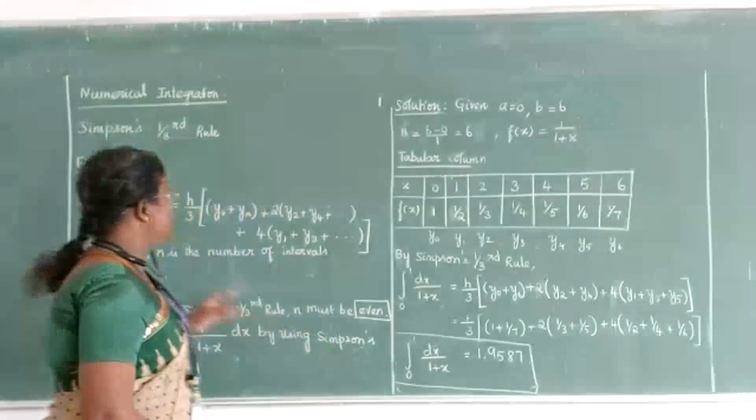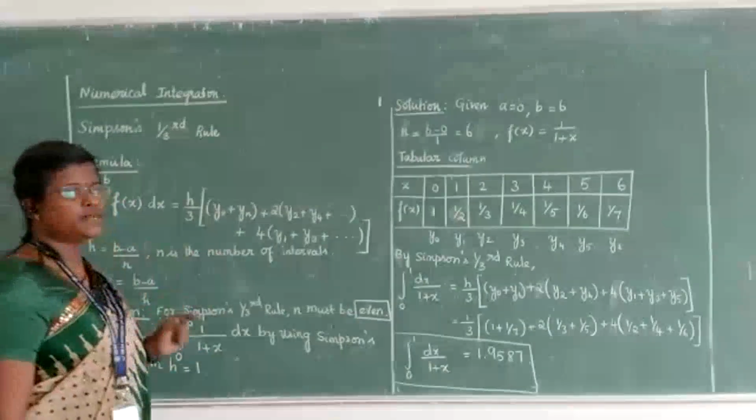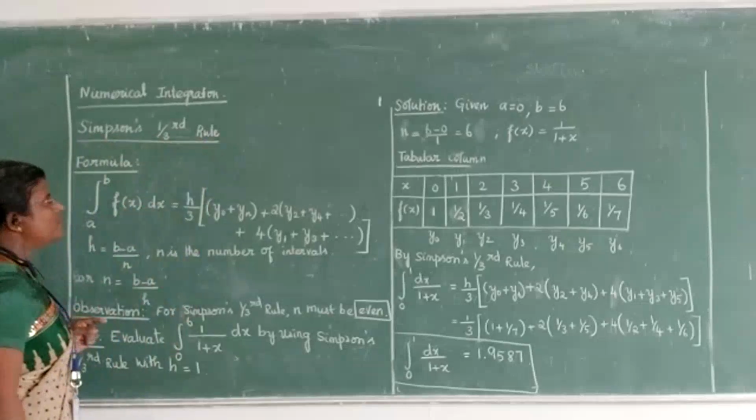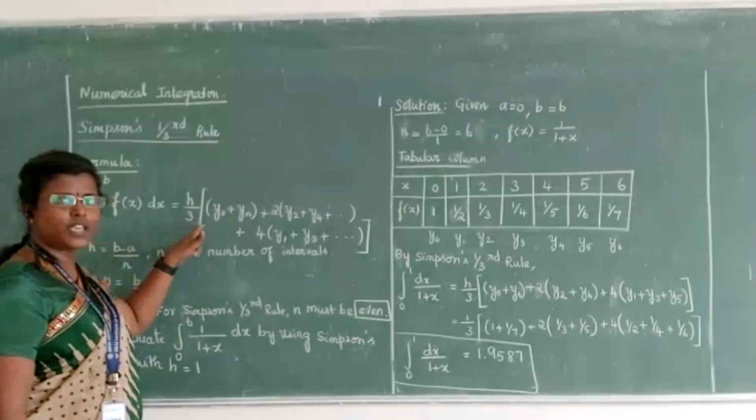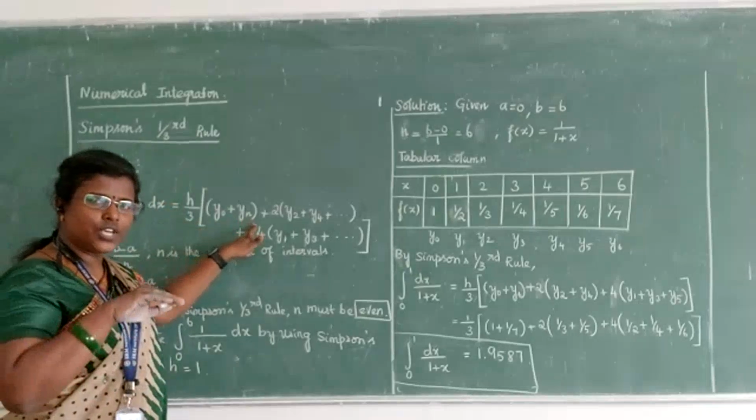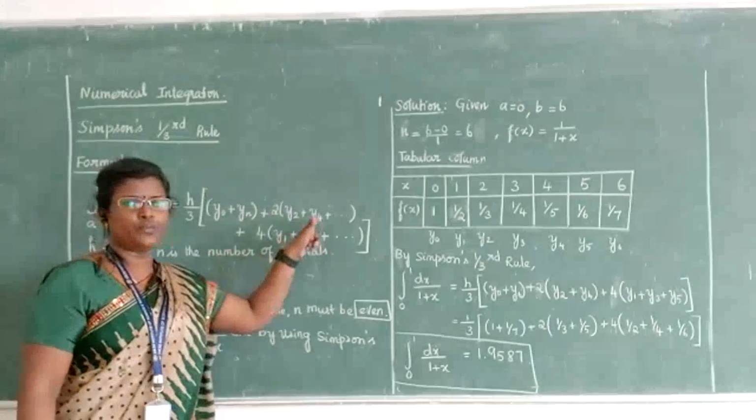Good morning, students. Today we are going to discuss another method called Simpson's 1/3 rule. The formula for this rule is the integral from a to b of f(x) dx, which is equal to h by 3 times [y0 plus yn plus 2 times (y2 plus y4 plus etc.)]. So here we just change the formula.